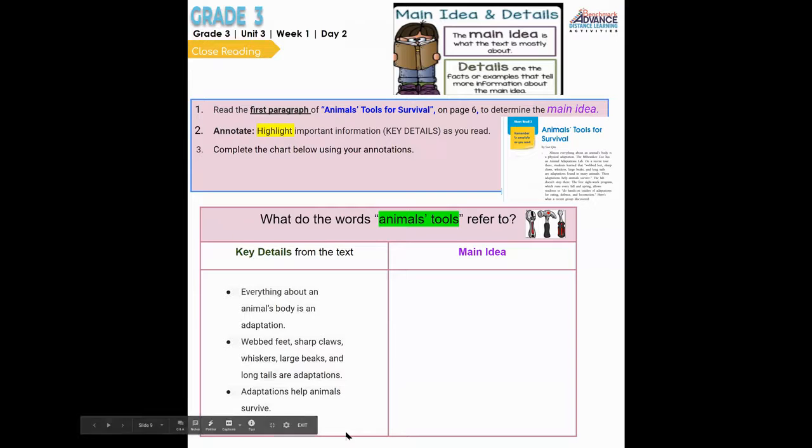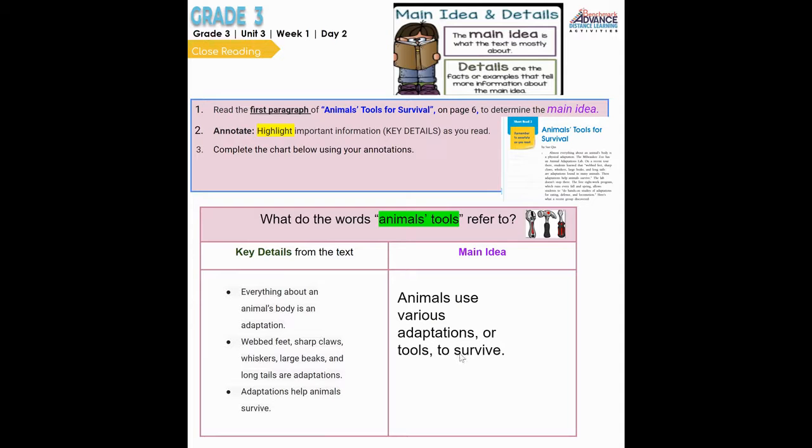So what was this paragraph mostly about? Based on my key details, I'm going to say that animals use various adaptations or tools to survive. That's what this paragraph was mostly about, and therefore that's probably what the rest of the text will be about.